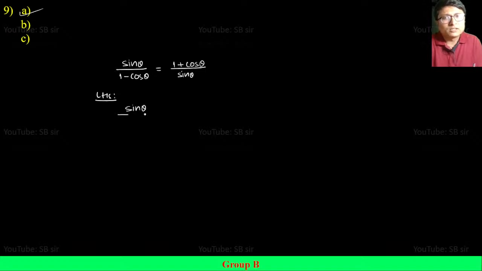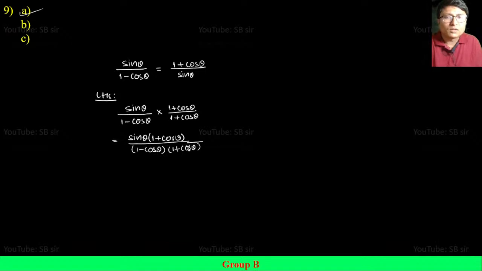For question number 9a, sine theta by 1 minus cos theta. So what you have to do, just multiply and divide it by 1 plus cos theta. So what we get here is sine theta times 1 plus cos theta whole upon 1 minus cos theta times 1 plus cos theta. Further, don't be in a hurry to multiply it, just leave it as it is in the numerator. And 1 minus cos theta, 1 plus cos theta is in the format of a minus b and a plus b. So further it will be 1 square minus cos theta square.